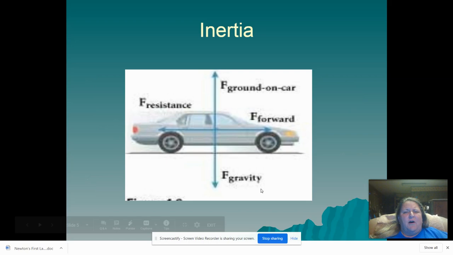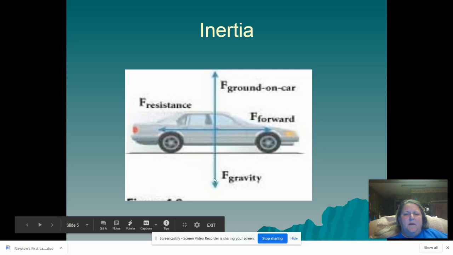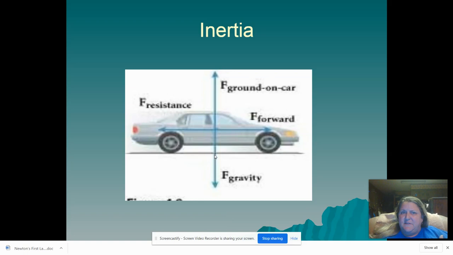Okay, back to our car. Here the car is moving forward. There is the force of gravity pulling down, but we're going to find out that there's also an opposite but equal force, in our next lecture. So there is a normal force of the ground on the car. Gravity pulls down, the pavement pushes up.